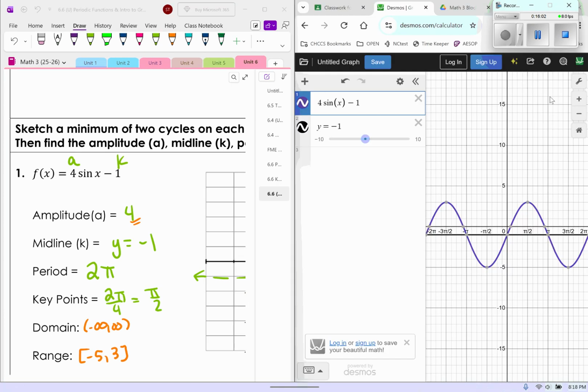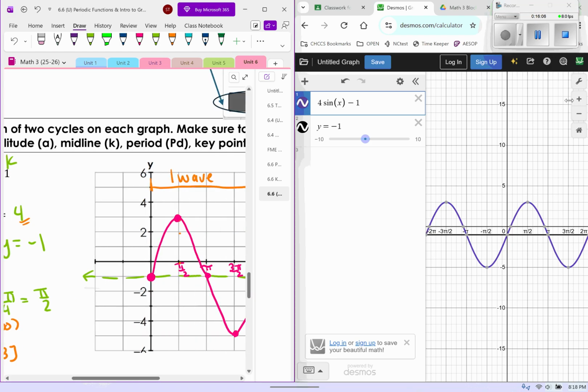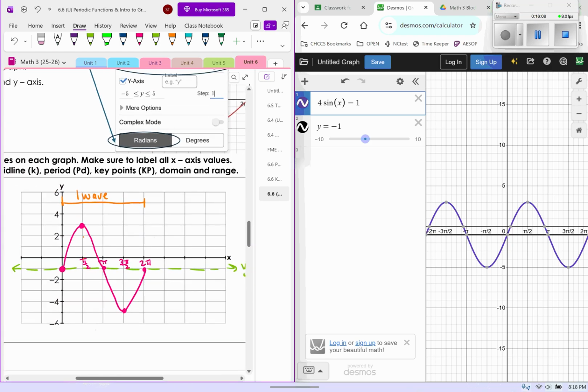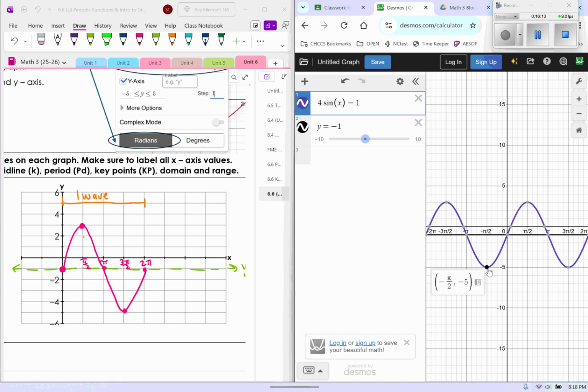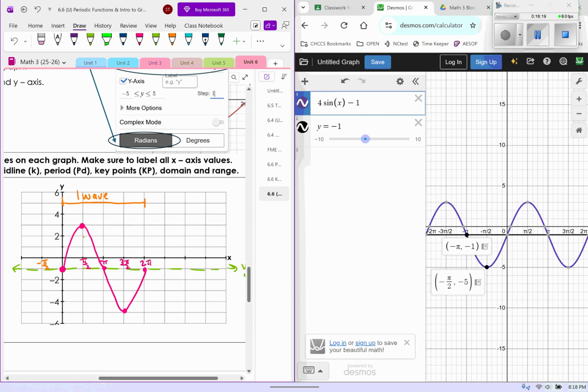Well, another issue we have is that we did from negative 2 pi to 2 pi on our Desmos, but I don't have all the way over there. So I have just 2 marks over here. So I can go backwards to a minimum and where it hits the midline. So negative pi over 2, and that would then be at negative 5. And then the next one would be negative pi and negative 1. So my graph would go like this, but that doesn't give me a full cycle.